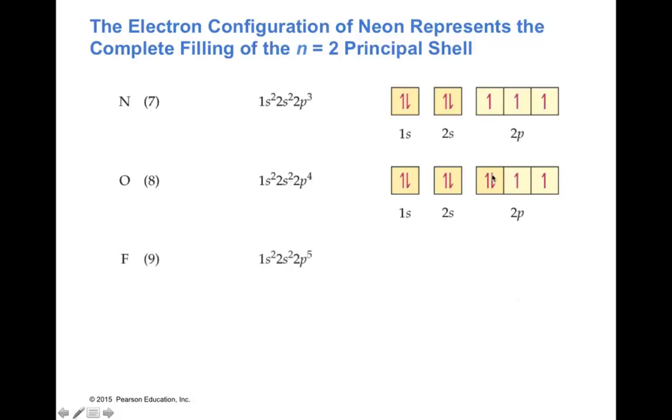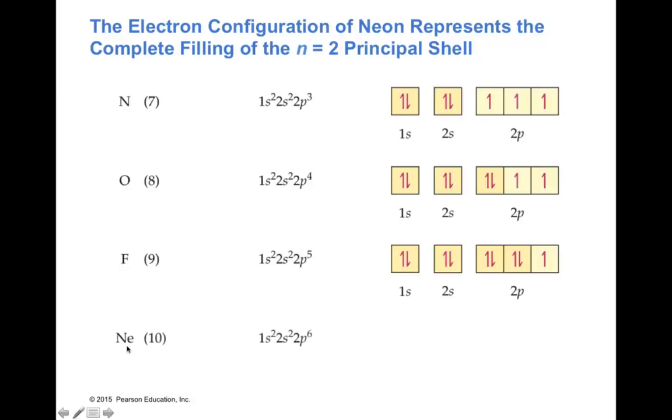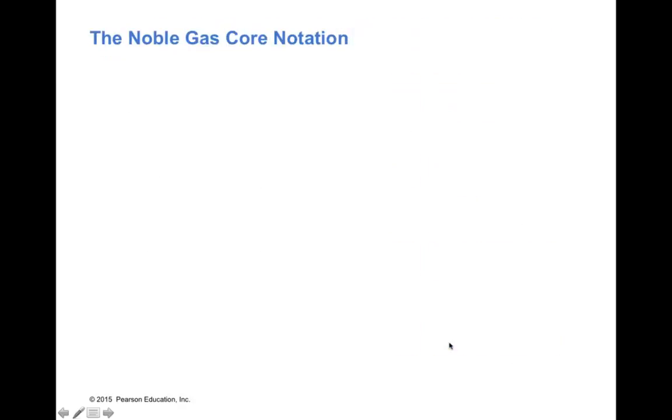Okay, for fluorine with 9 electrons, we have 1s2, 2s2, 2p5. So 1s2, 2s2, and 2p5. We have 5 electrons in the p subshell. And the last one, that is neon. In this one, we're going to have 2 electrons here as well. So 1s2, 2s2, and 2p6. Okay, so neon completes all of shell number 2. You don't have any more space to put another electron in this shell number 2.